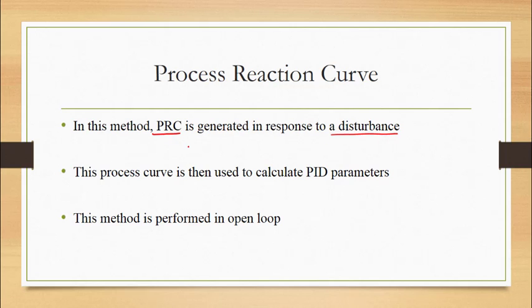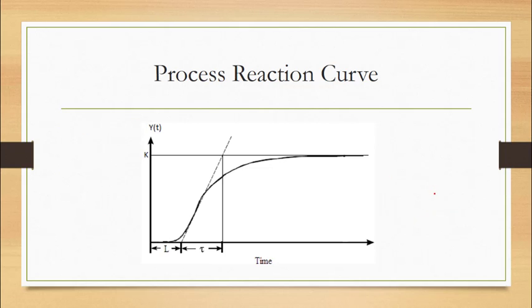Once we give this small disturbance, the output of the plant is known as the process curve, and this is the reaction to the step input. This process curve is then used to calculate the PID parameters, and this method is performed in open loop. As I told you, our plant P of S is in open loop. Here you give the step input disturbance and measure the process reaction to it. This is the type of process reaction curve most systems give, the S-shaped process reaction curve.